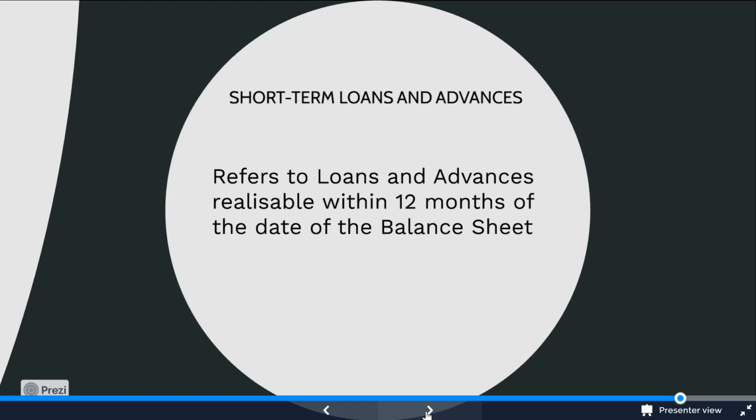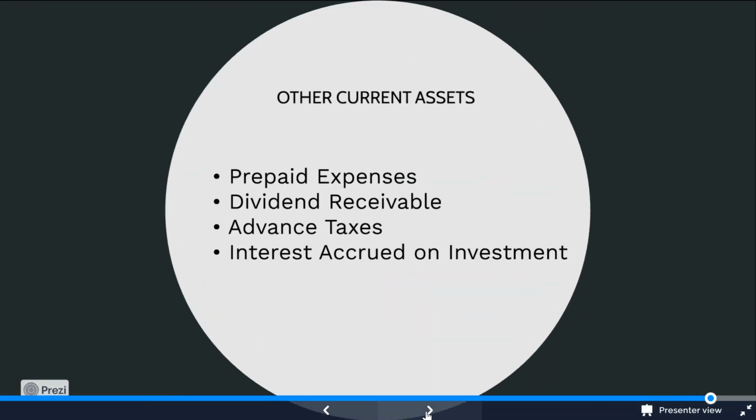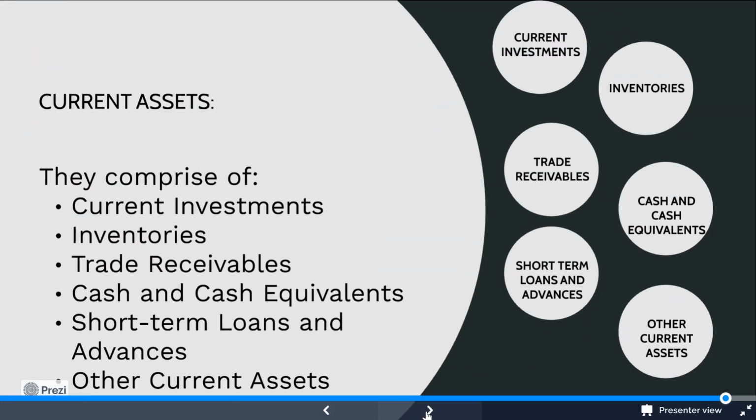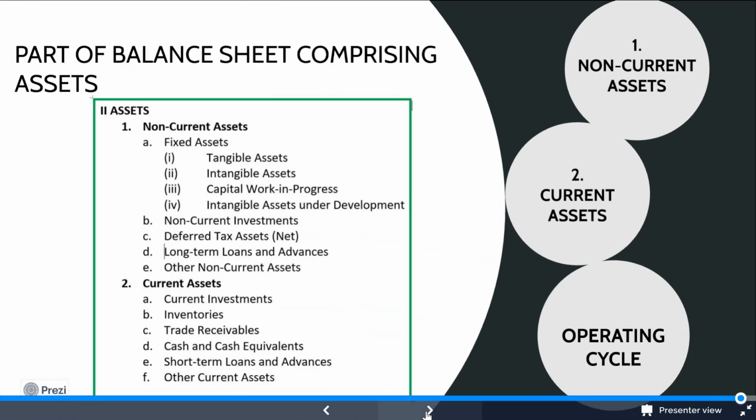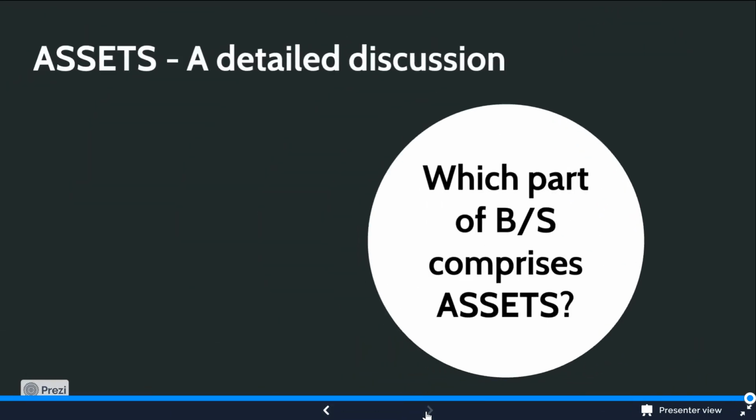Short-term loans and advances refer to loans and advances which are realizable within 12 months of the date of the balance sheet. Under other current assets, we have prepaid expense, dividend receivable, advanced taxes, and interest accrued on investment. So we've seen in detail the part of the balance sheet comprising of assets and the contents under the head of non-current assets as well as current assets.